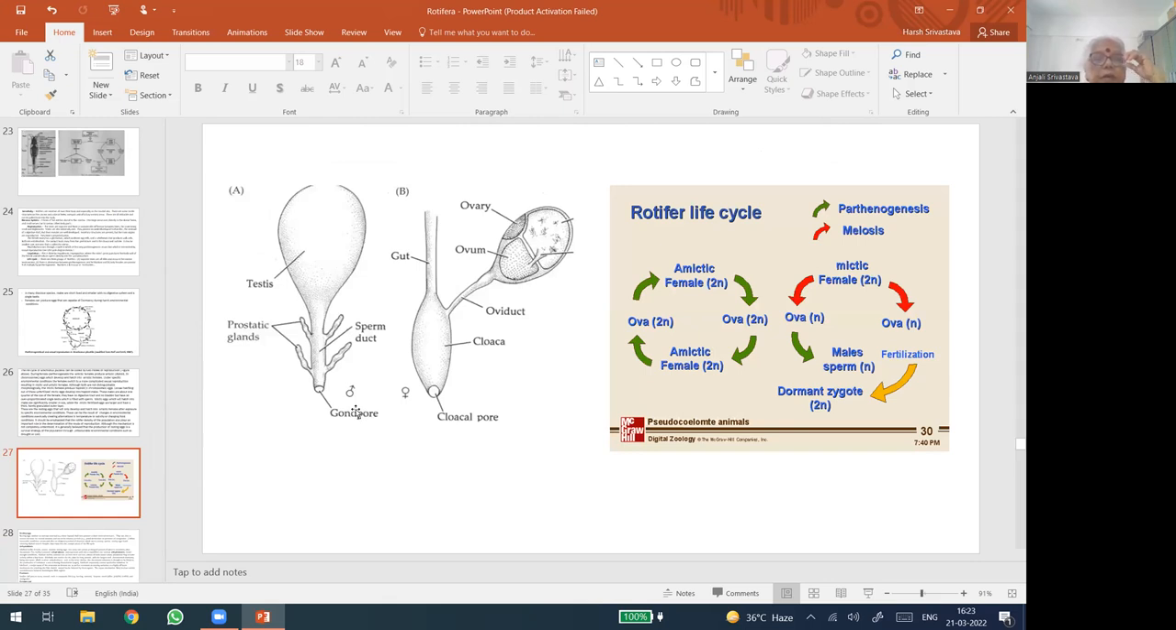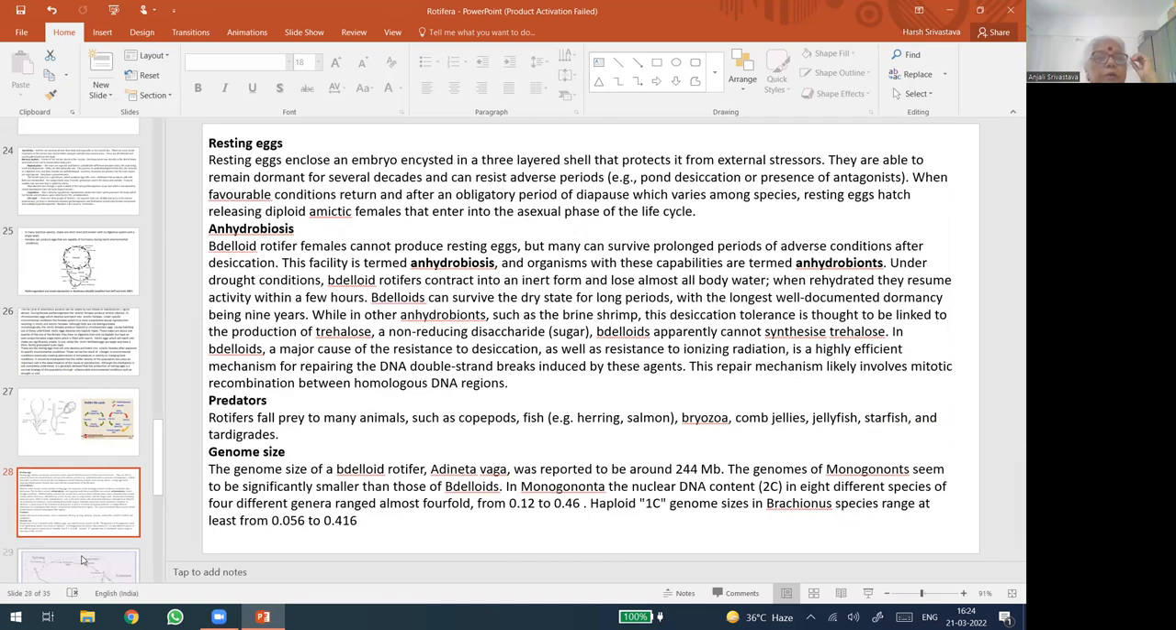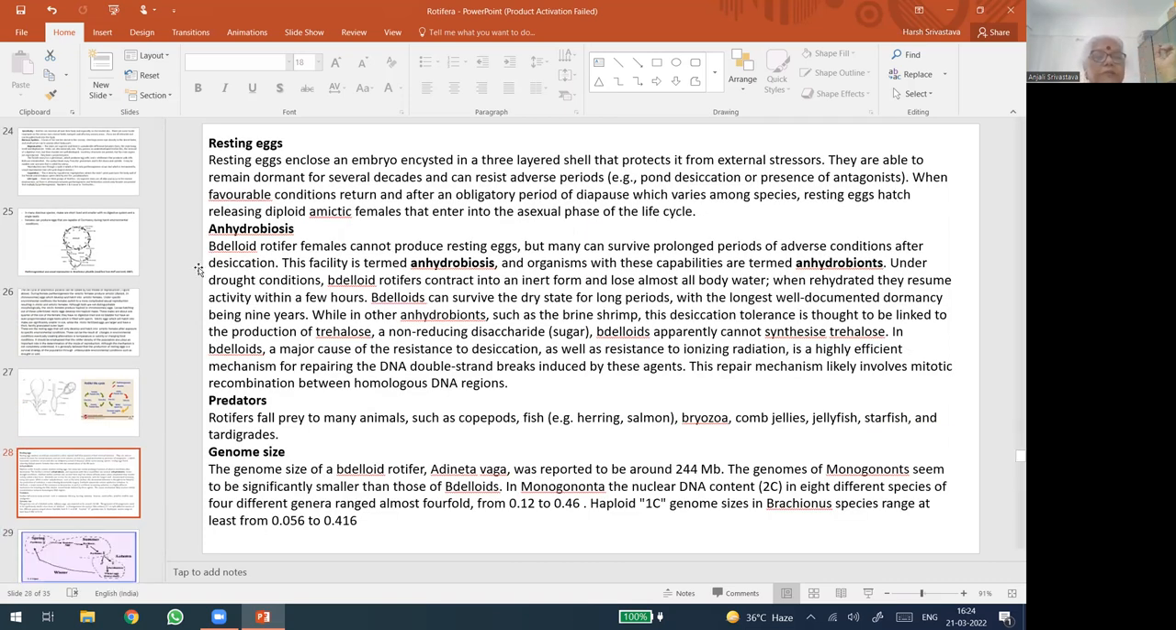Now this is the female reproductive system of a rotifer. This is a diagrammatic representation, and this is the female reproductive system: ovary, ovum, oviduct, cloaca, and this is the digestive system, cloacal pore, that is opening out through the anus. And this is the male reproductive system: testis, prostatic glands, sperm duct, gonopore, and just before the opening of the anus lies a hemipenis. And this is the amictic and mictic cycle showing the diploid and haploid conditions. So this is about the reproductive system and anatomy.